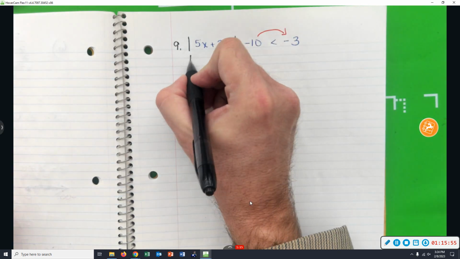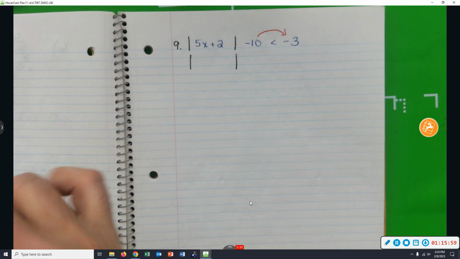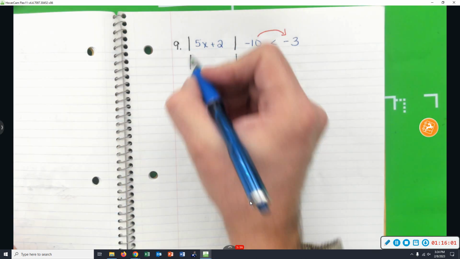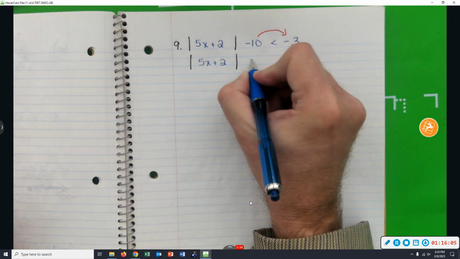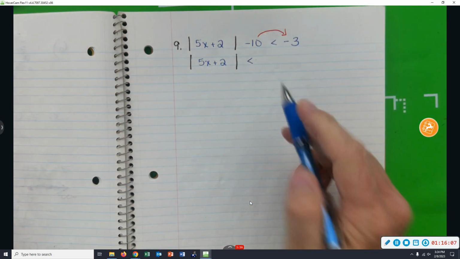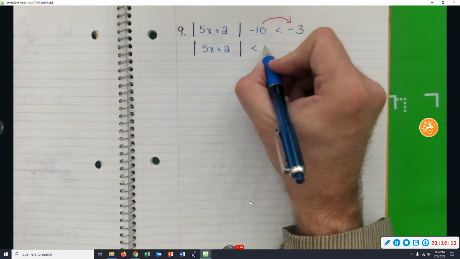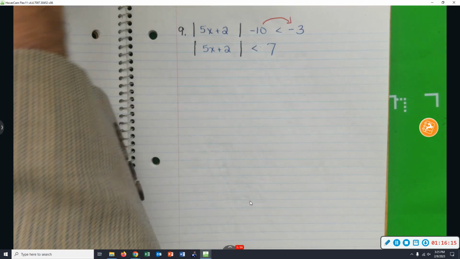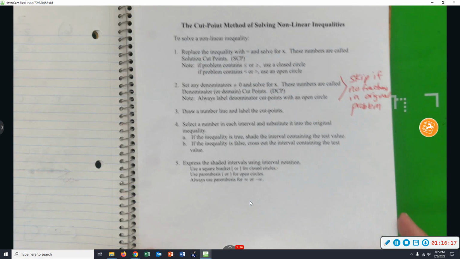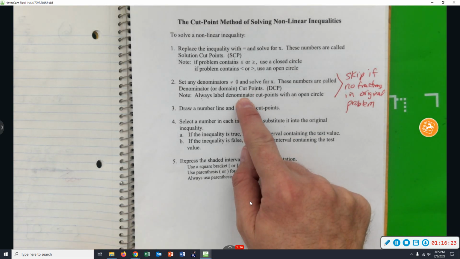So we'll have the absolute value of 5x plus 2 is less than... What number should be on the right-hand side? 7. I agree. Now, do we have any denominator cut points? No, there's no fractions in the original problem.